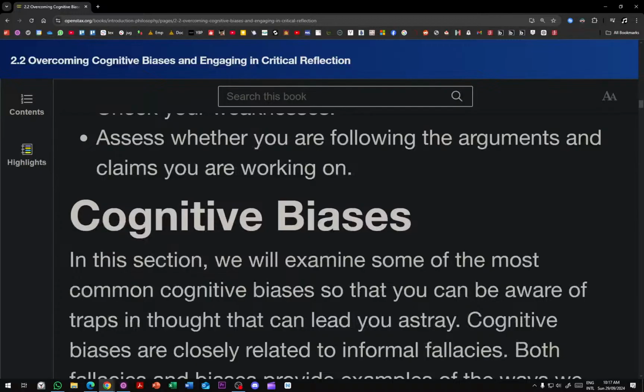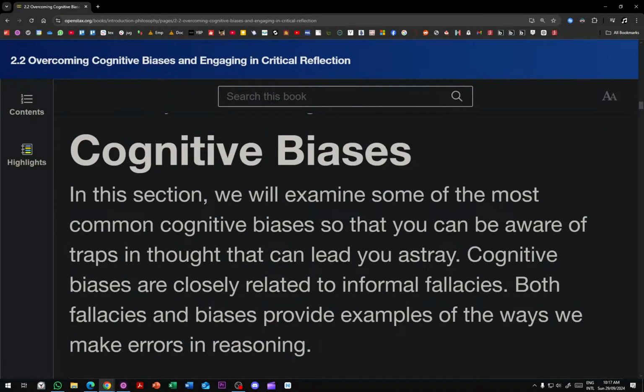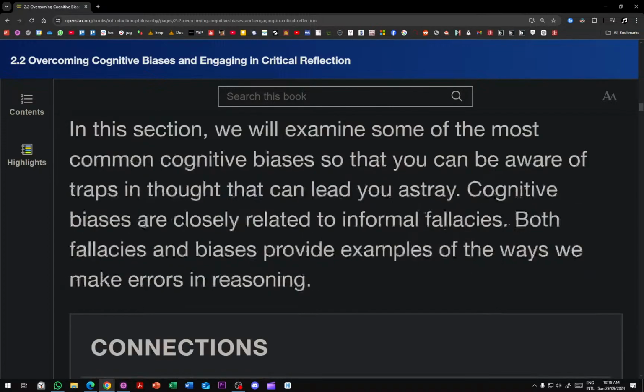Cognitive biases. In this section, we will examine some of the most common cognitive biases so that you can be aware of traps in thought that can lead you astray. Cognitive biases are closely related to informal fallacies. Both fallacies and biases provide examples of the ways we make errors in reasoning.